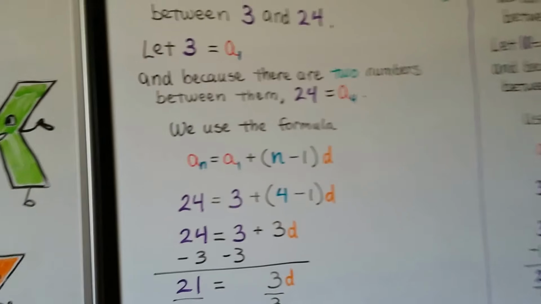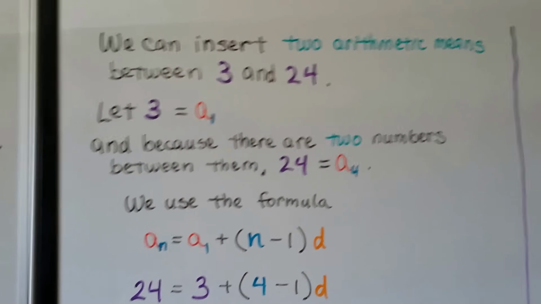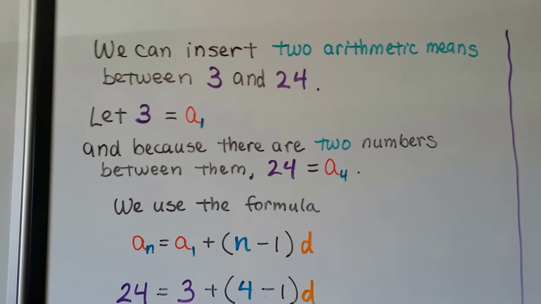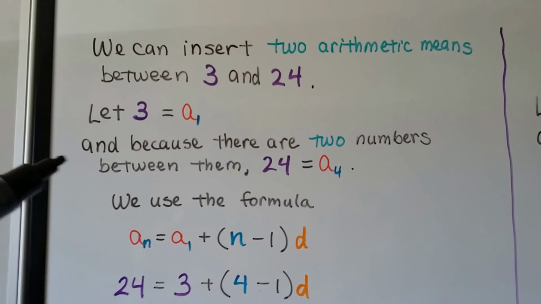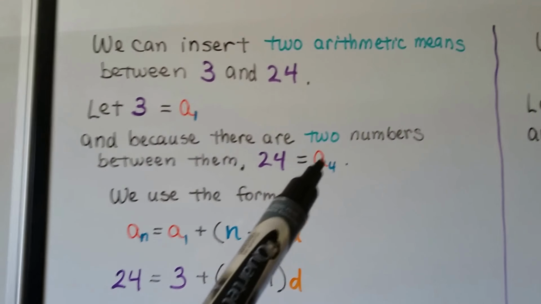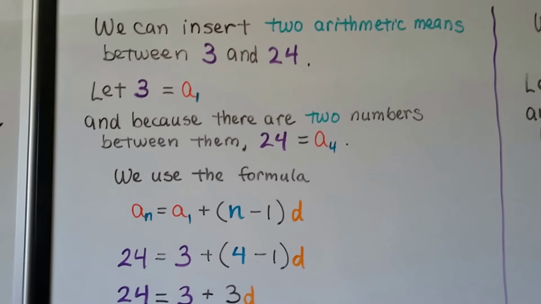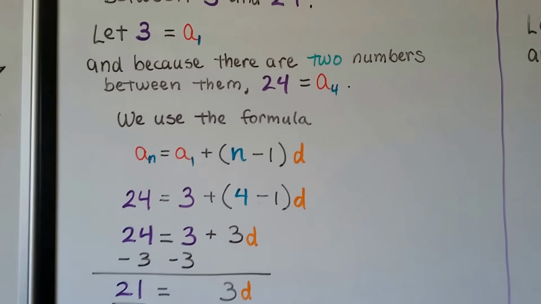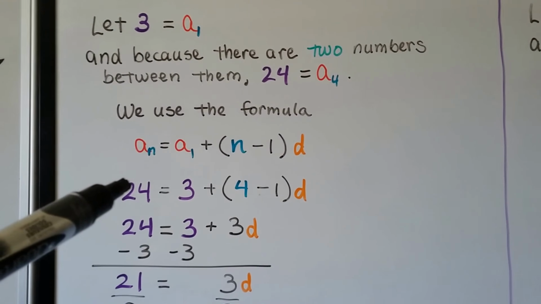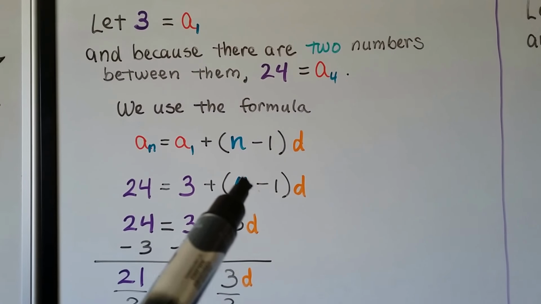Let's try it again. We can insert 2 arithmetic means between 3 and 24. We're going to let 3 be a sub 1, and because there's 2 numbers between them, 24 must be a sub 4. We got 1, 2, 3, 4. We use the same formula. 24 is a sub 4, so we got the 24 here and the 4 here. See?